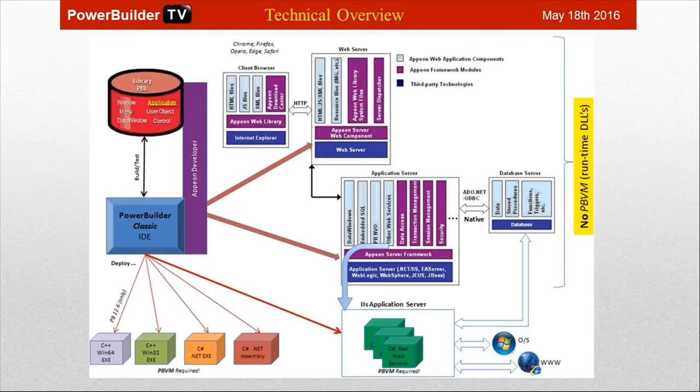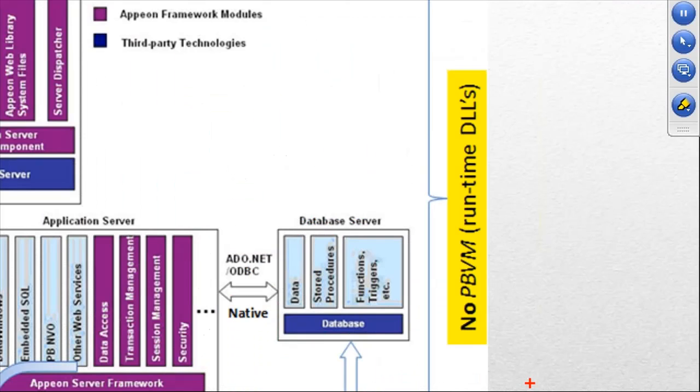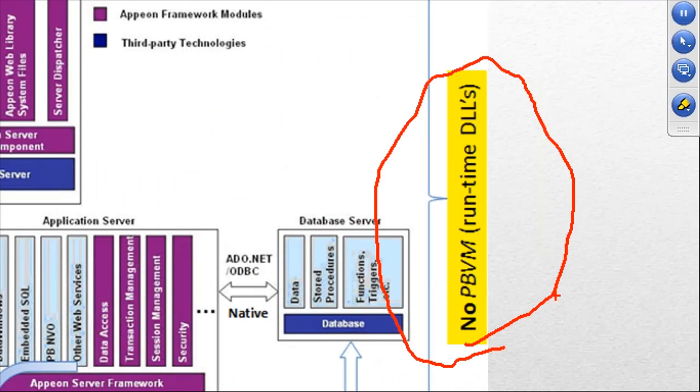You'll see in this diagram that anything that goes to the top right-hand side, there's no PowerBuilder virtual machine required anymore. So one of the reasons that you may want to think about Appeon Web is that it makes your deployment a lot easier, because everything comes off the application server, everything comes dynamically delivered real-time to the web browser, so those headaches of deploying all sorts of install packages and things like that go away.